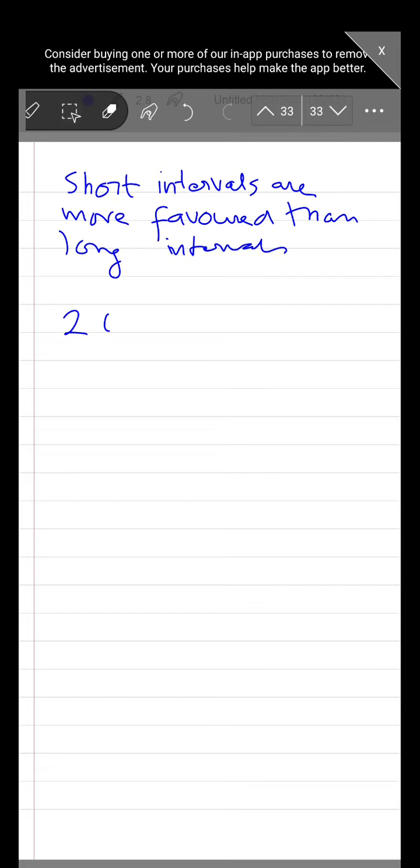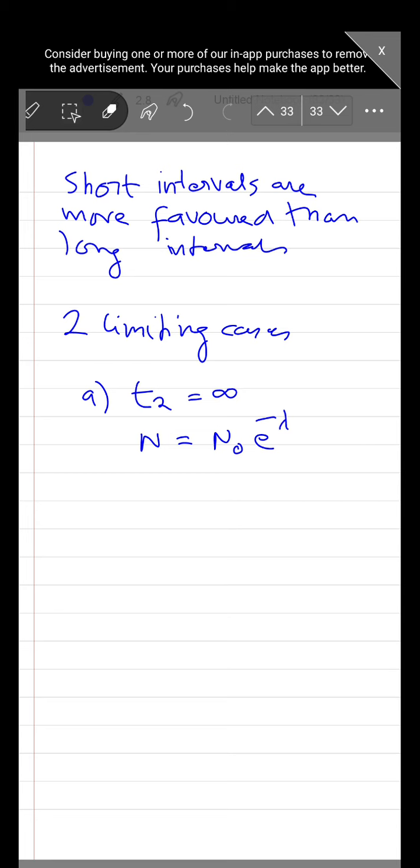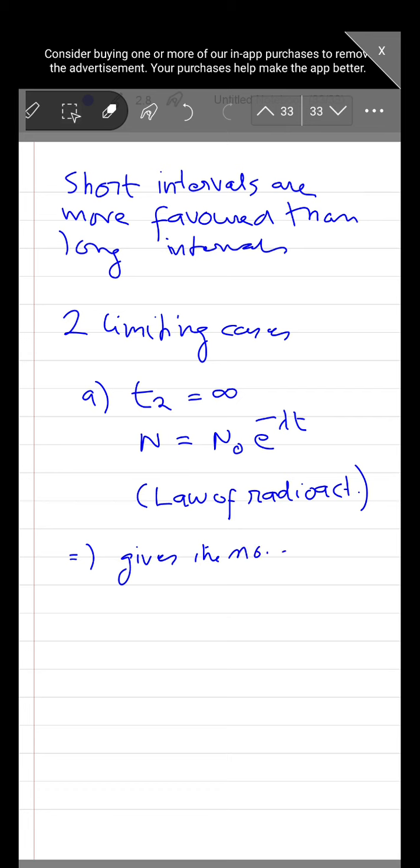And there are two limiting cases to it. The first one is when t2 is equal to infinity. So we can have n is equal to n0 e to the power minus lambda t. This is the law of radioactivity. So this gives the number of surviving atoms per unit time, after the radioactive decay has taken place.